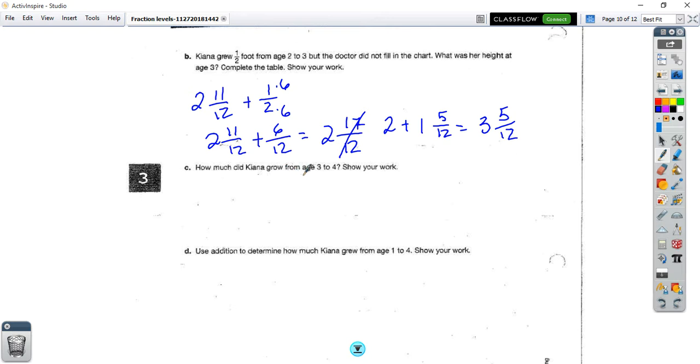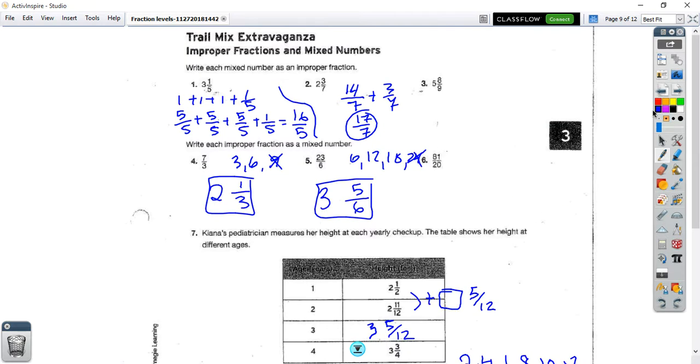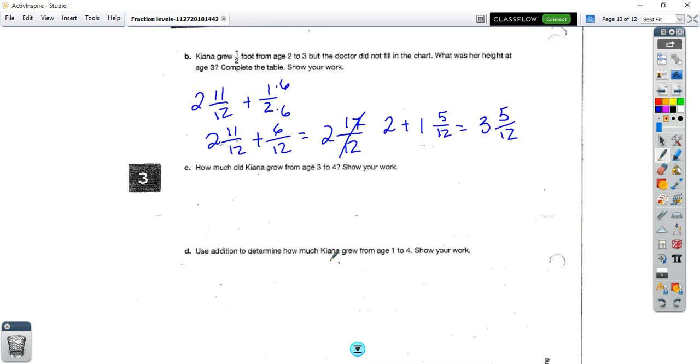How much did Kiana grow from age 3 to 4? Okay, well, we're going to have to go back. We know that 3 was 3 and 5/12. And we see down here that 4 is 3 and 3/4. So let's subtract them. We have 3 and 3/4 minus 3 and 5/12.